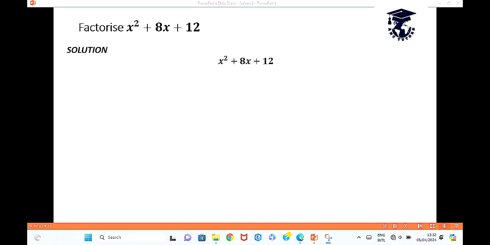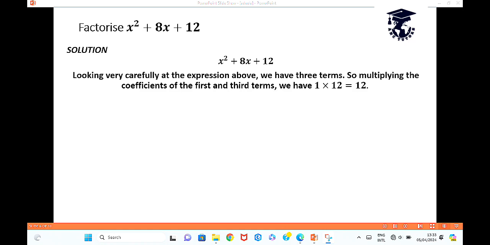But before we continue, we have to look at the expression very carefully. We have three terms. The first term is x squared. The second term is plus 8x. And the third term is plus 12. Always remember that the sign before a number is what is attached to the number after it.